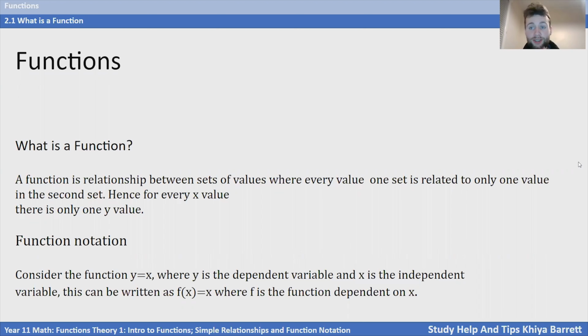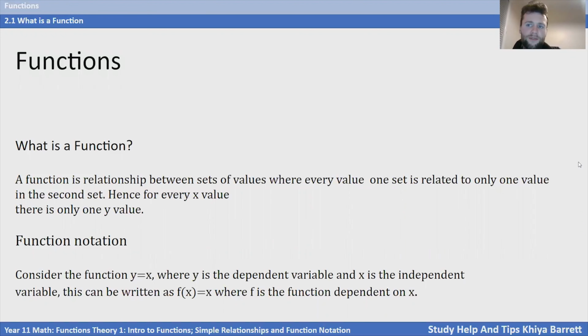So, what is a function? A function is a set relationship between sets of values where every value in one set is related to only one value in the second set. Hence, for every one x value, this maps directly to a y value. It doesn't map to two y values. It only maps to one y value, all right? A y value can map to two x values, but an x value can only map to one y value.